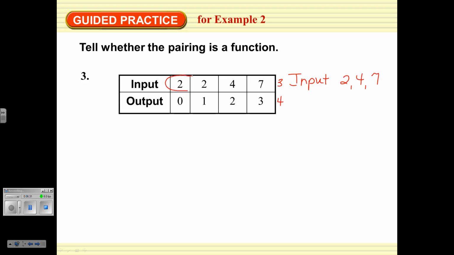You guys, the easiest way when you're looking at a table is if there is a repeated x value with 2 different y values, it's not a function. If you see a repeated input with 2 different outputs, it cannot be a function. So the key is looking for those repeated inputs.